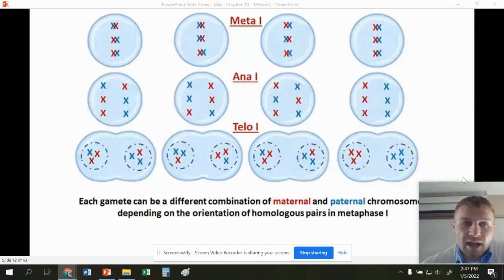Here's another way of looking at it. You can see here we have a couple different ways of putting the chromosomes in the cells during metaphase 1. You can see here we went blue, red, red, then we went blue, blue, red, red, blue, red, and then red, red, red. Notice how each one of these cells has a different combination of blues and reds. That's because, again, during meiosis, they're going to independently assort, which means each offspring here will be different.